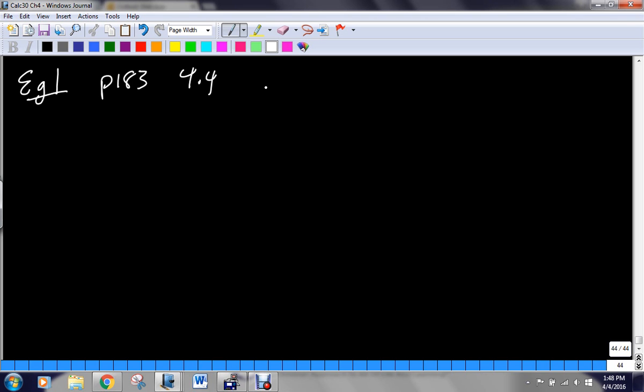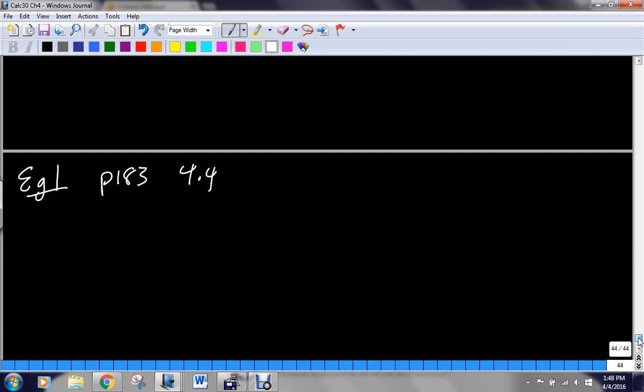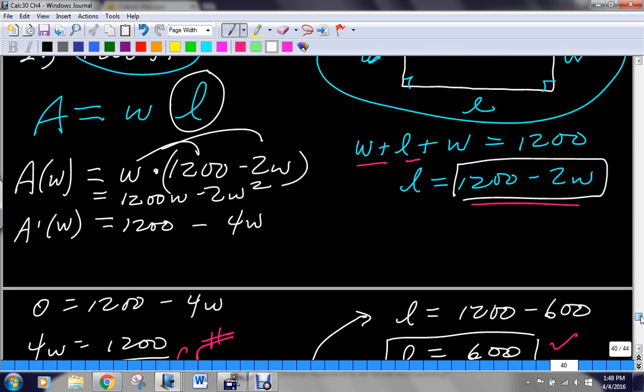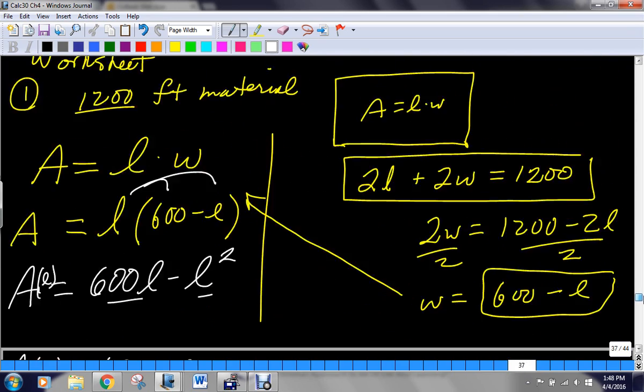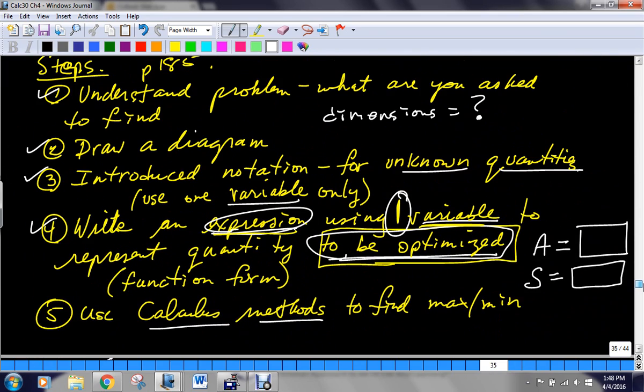And it says, find two positive numbers whose product is 10,000 and whose sum is a minimum. All right. So if we look back to our steps, this is not an easy one to draw a diagram for because it's asking for two numbers. So you don't typically draw a diagram for this one. But what else does it say?